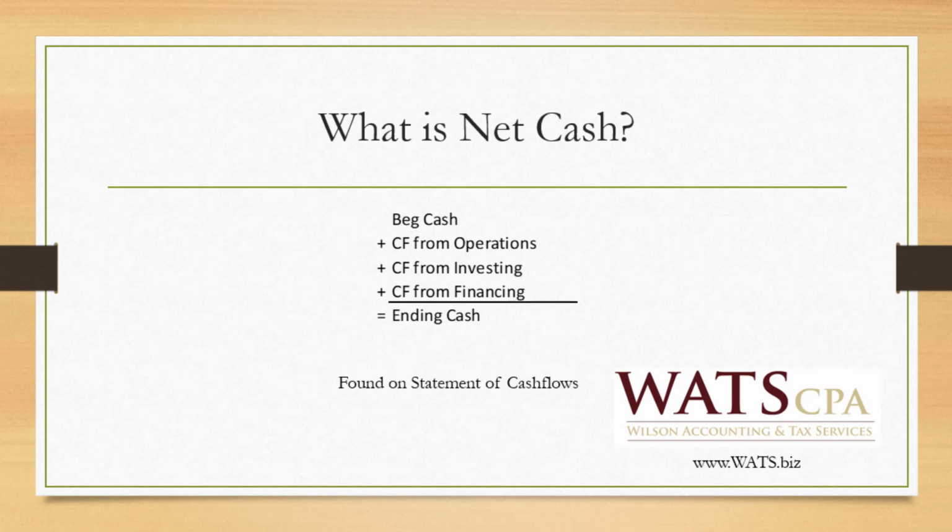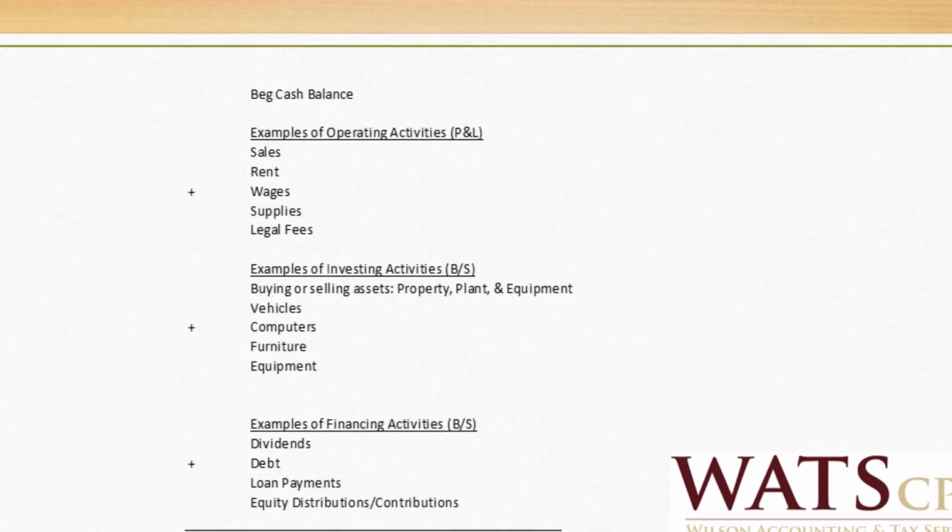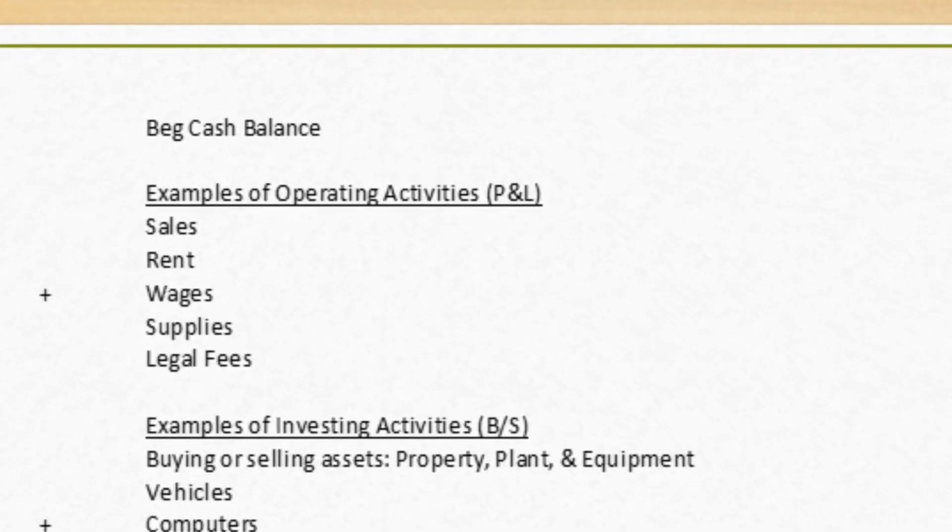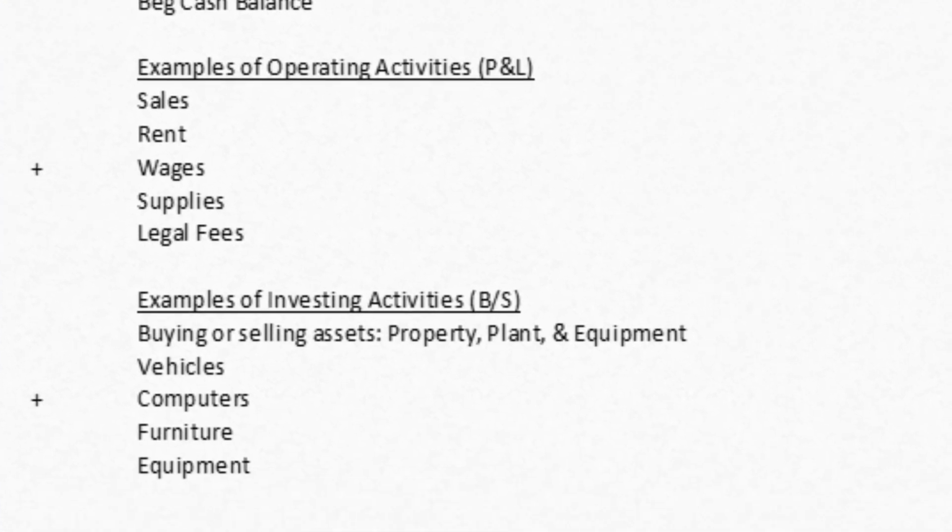Your net cash is your beginning cash plus or minus your cash flow from operations, your cash flow from investing, and your cash flow from financing. And this is typically found on what's called a statement of cash flows. Breaking it down, examples of operating activities are your rent, your sales, your wages to your employees, your supplies. So the expenses that run your business, the operating expenses of your business.